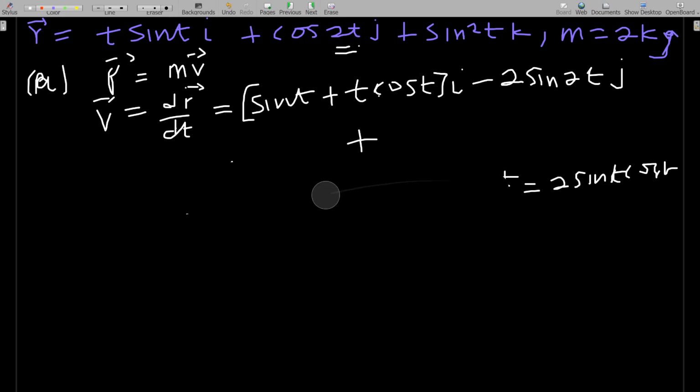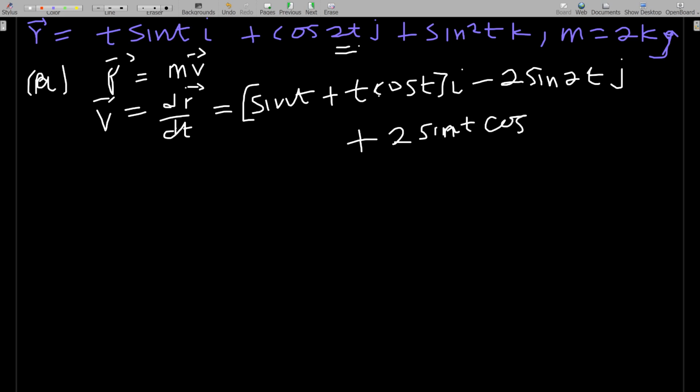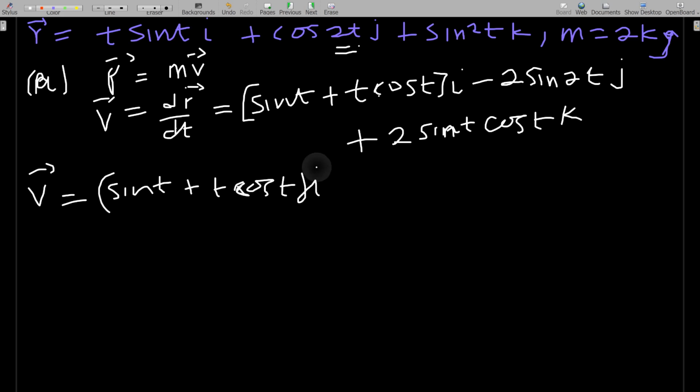So let's erase it and write it here in addition to our velocity. So 2 sine t cos t. So my velocity now is equal to sine t plus t cos t, there's a k here, sorry, then I minus 2 sine 2t j, and plus 2 sine t cos t k.